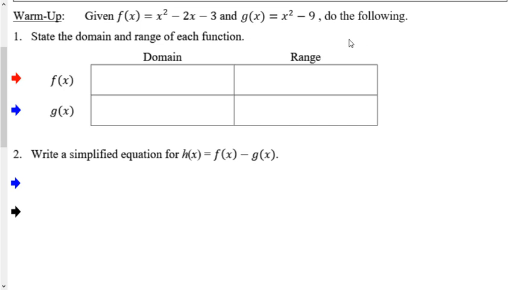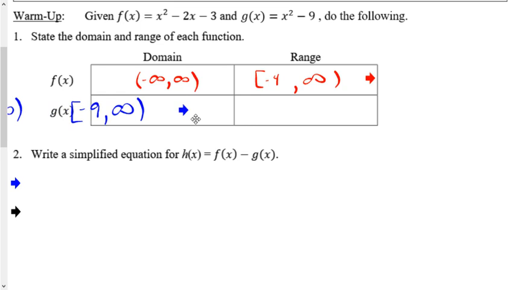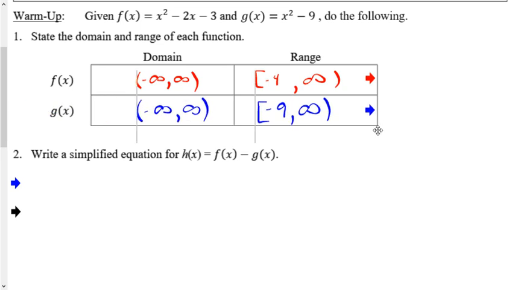Well, hopefully you finished. Both of these functions are polynomials, so they will have domains that are all real numbers. They're both quadratics, and so their graphs are parabolas. The leading coefficient is positive, so they open up. So they have minimum values. The first one has a minimum value of -4, and the second has a minimum value of -9.